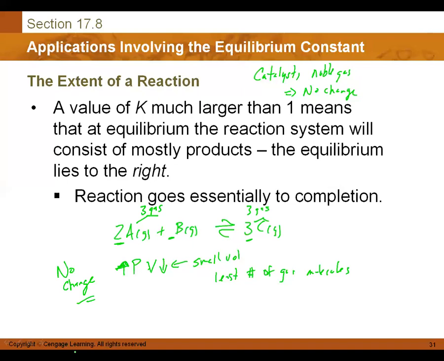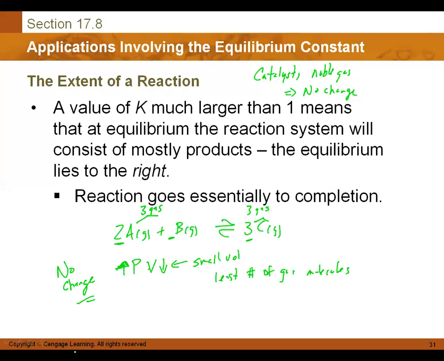So the 3 common ways for a no change answer: the most common one is you added a catalyst. Again, it will not cause any type of shift left or right. It will be no change. If you add a noble gas, because noble gases are chemically inert, they can bounce around in there and really have no effect on the equilibrium.